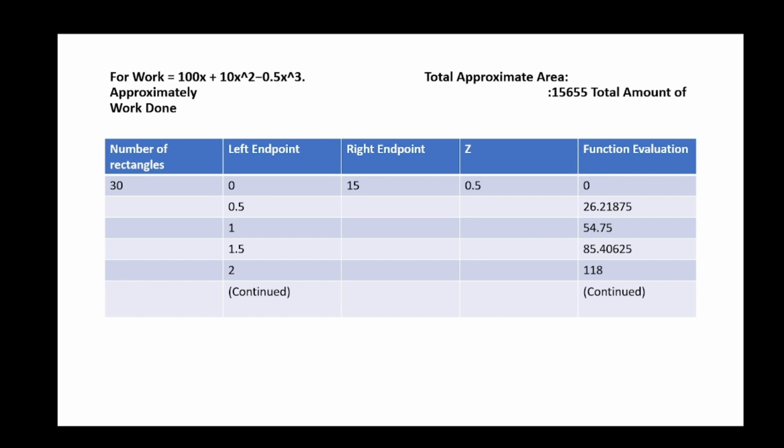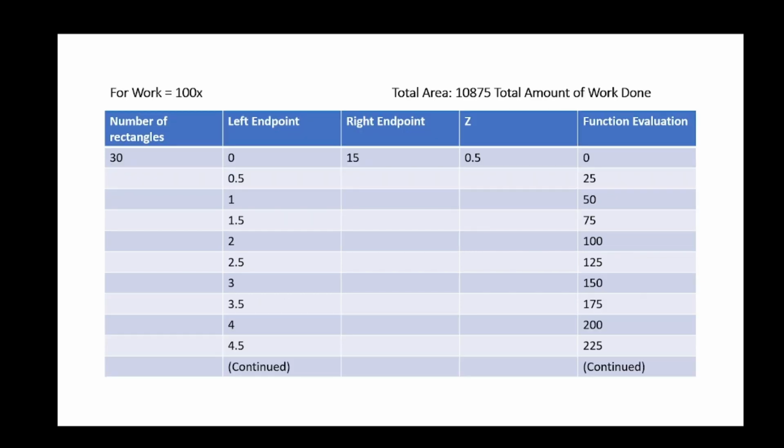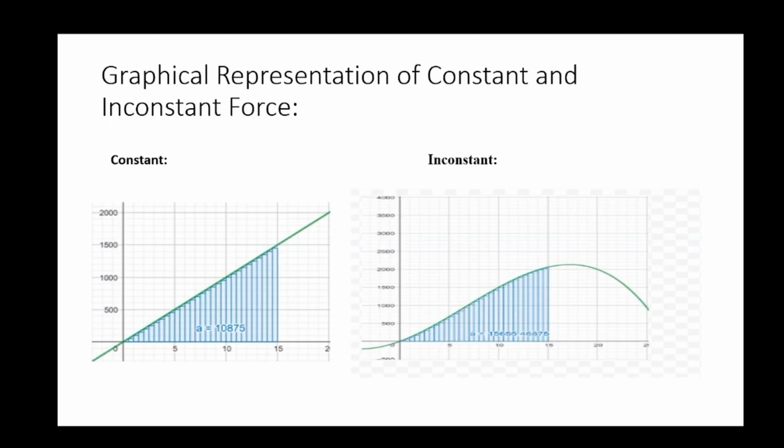For work not being constant, we have 0.5, and our function evaluation gets a bit more messy, and then we'll end up with a total area of 15,655 as opposed to the total area of 10,875. And then if you need a graphical representation of constant and inconstant force, we could see this is linear, so we have a nice even number, but this one right here is not.